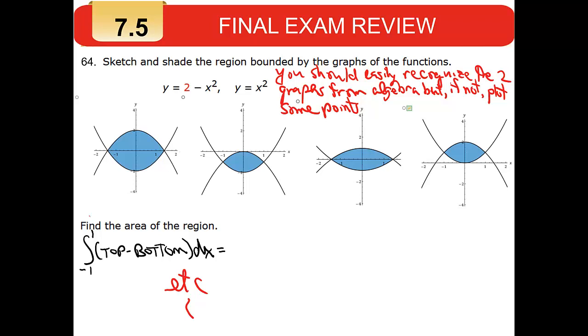And again, from your algebra, you should know what y equals x squared looks like, and you can plug in a few points and find out what 2 minus x squared looks like if you don't. But you should be able to figure that out pretty easily just by drawing from your algebra. And then to find the area of the region, you just take the top curve minus the bottom curve and integrate it from minus 1 to 1.